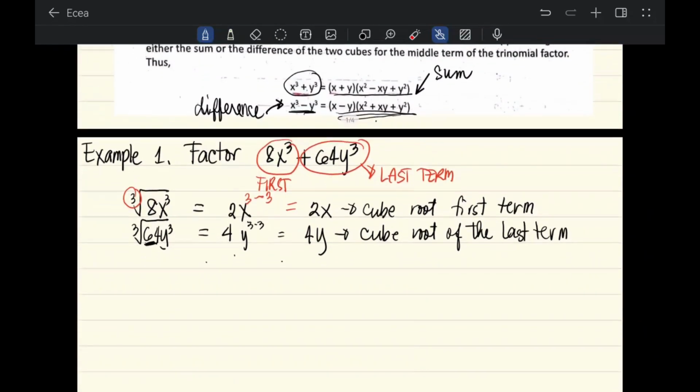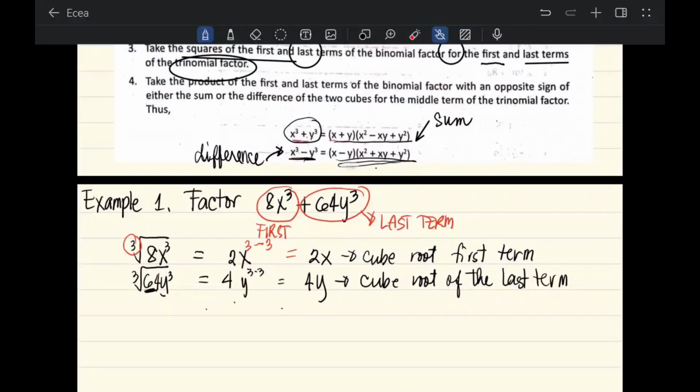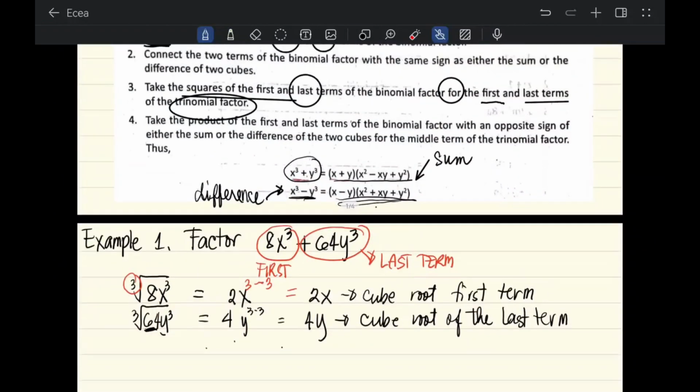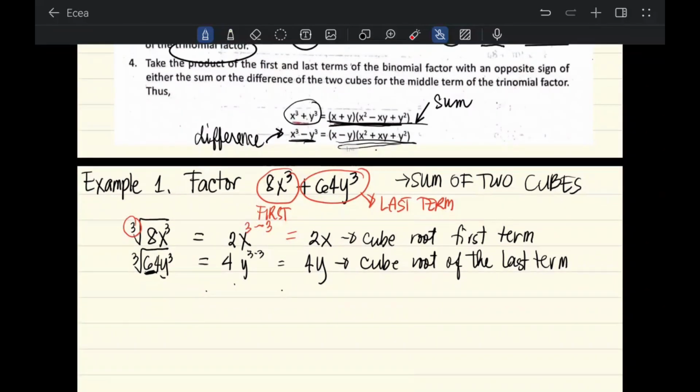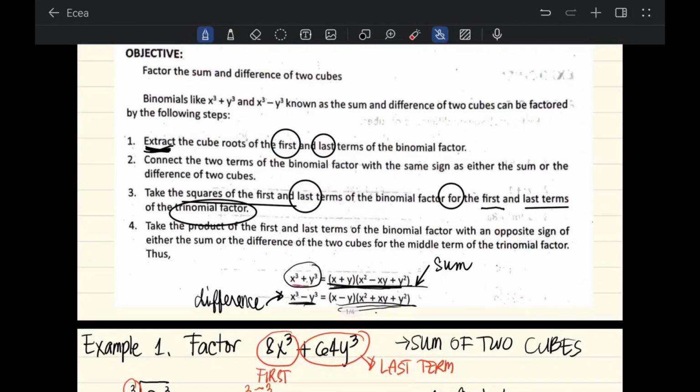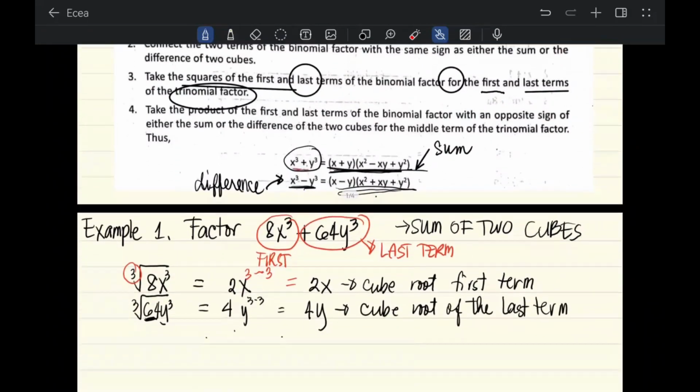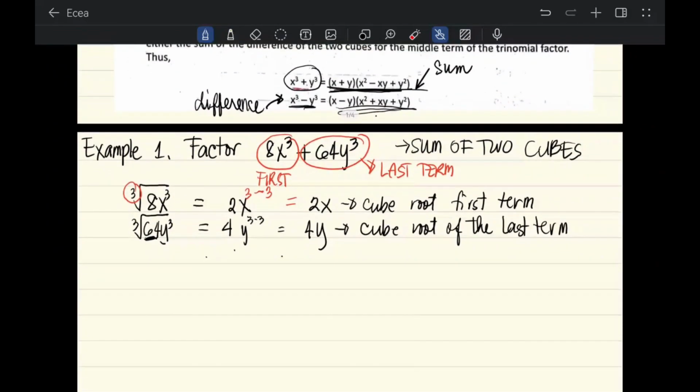Okay, now example number 1, this is the example for the sum of 2 cubes. So since this is an example for sum of 2 cubes, we will follow this one. So after getting the cube roots of the first and last terms, we are going to write this.